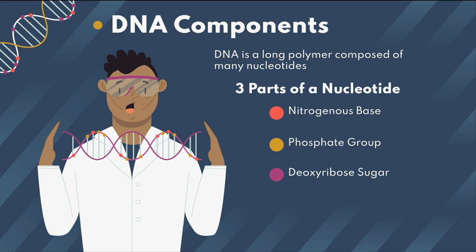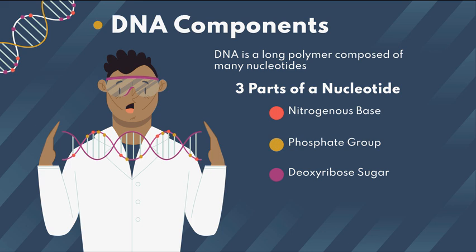To understand DNA a little better, we first need to understand the components, or what makes up DNA. DNA itself is a long polymer composed of many nucleotides. A polymer in biology or chemistry is nothing more than a very large molecule that is made up by combining smaller molecules. When it comes to DNA, the molecules that we are combining make this very large molecule called a nucleotide.